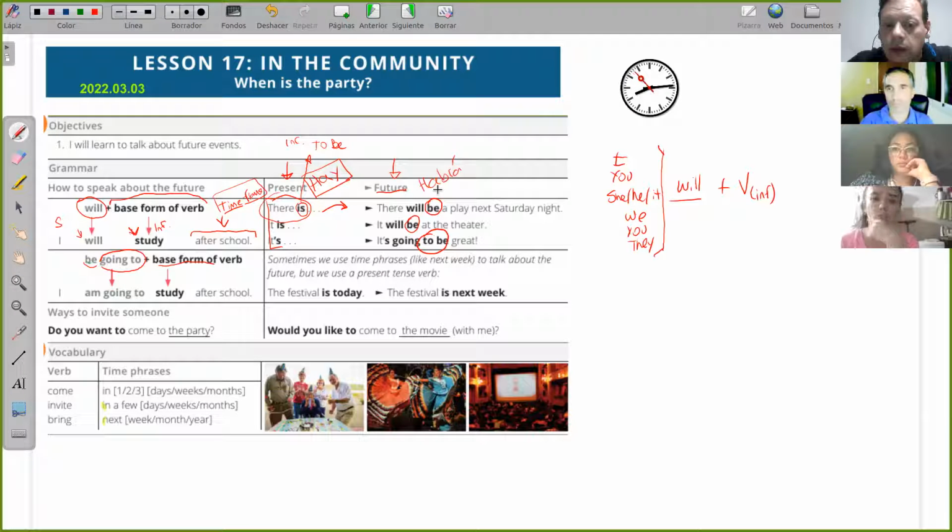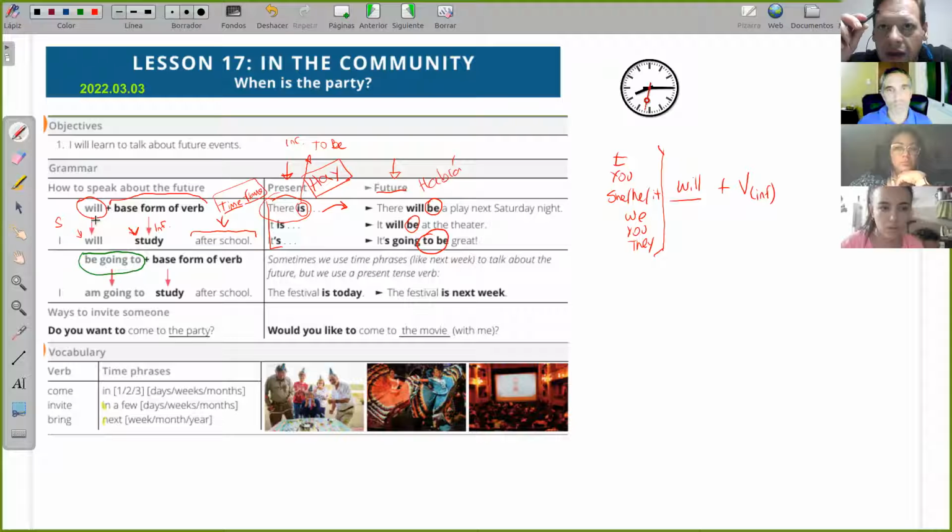Sorry, I have to change this to English. And there is another way. I said that there were two different ways to speak about the future. The second way is really similar to what we do in Spanish as well. We use the verb to go, particularly in the form to be going to. How would you translate this in Spanish?